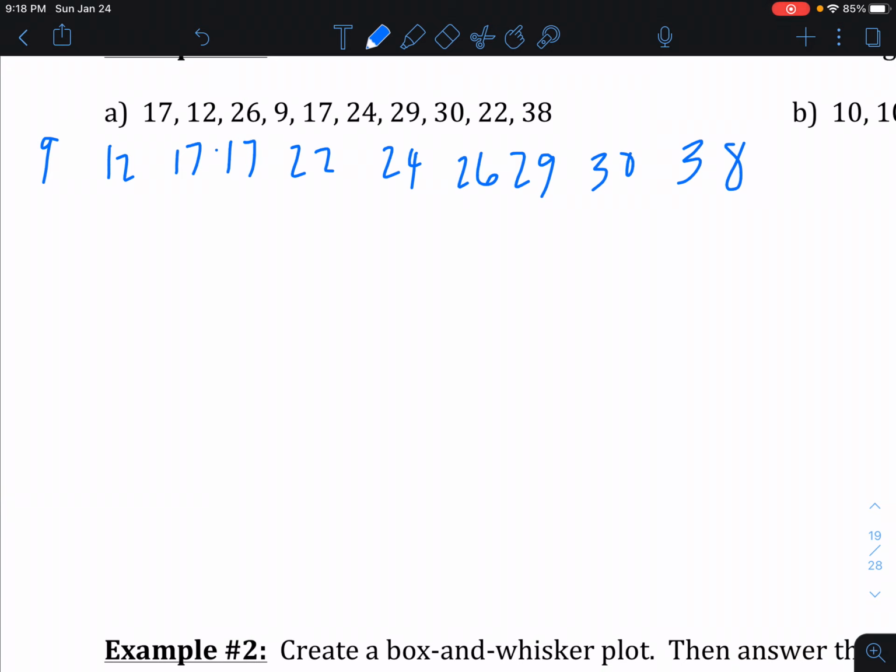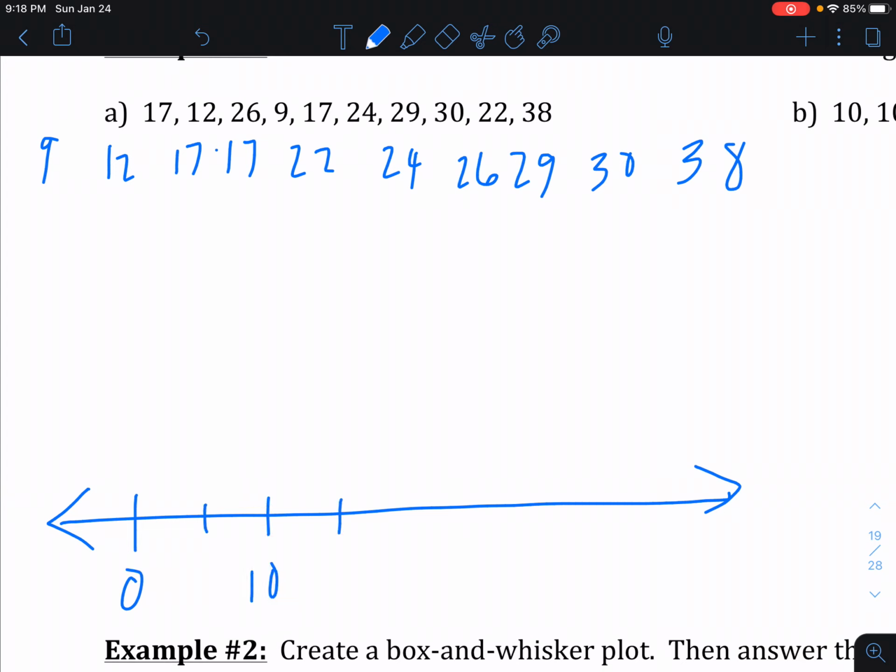So what we do is we make a number line. And we go, okay, it's 9 to 38, so let's go 0, 5, 10, 15, 20, 25, 30, 35, 40. Make a good, nice, consistent number line. I like number lines that have numbers that are in 5s and 10s and so on.